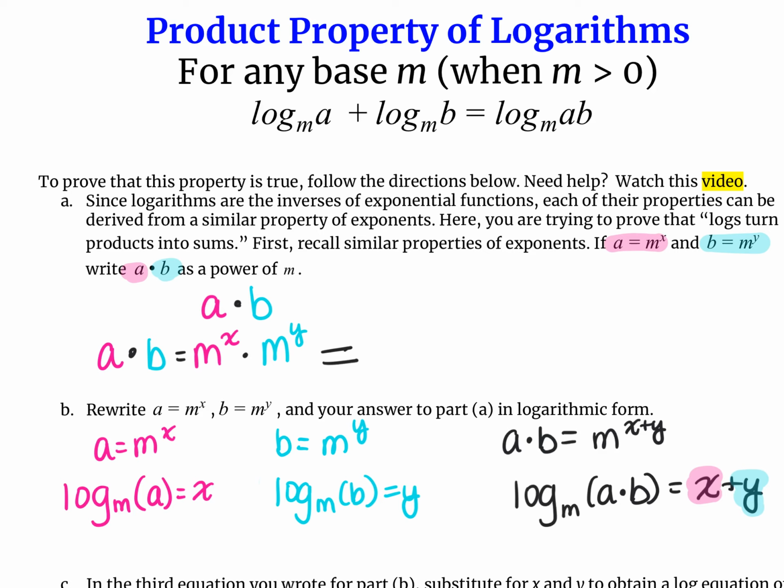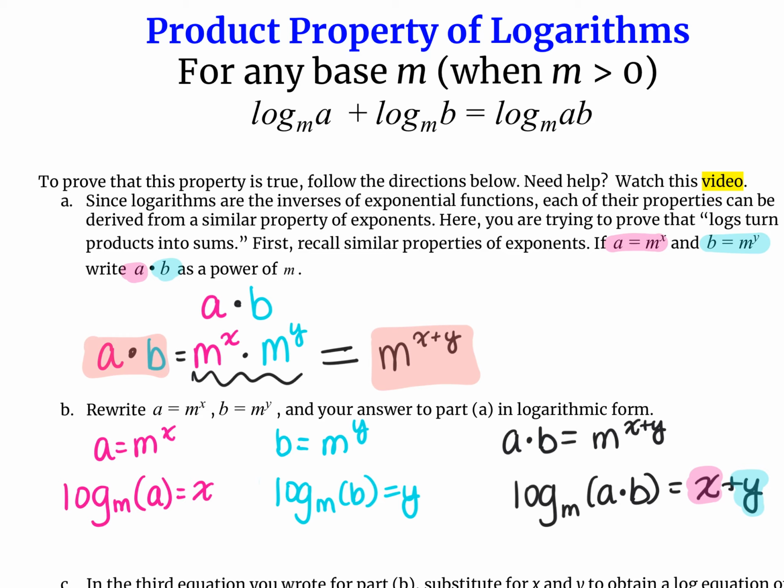So the first thing they told you was to think about a being m to the x power, b being m to the y power. And then what we want to do is write a times b using those substitutions. So I know a times b is what I'm trying to rewrite. a is m to the x times b, which is m to the y. Now, if I simplify that using my exponent properties, I know that this can be simplified to just be m to the x plus y power. So what I really know here is that a times b is the same thing as m to the x plus y power, and we'll use that a little bit later on.